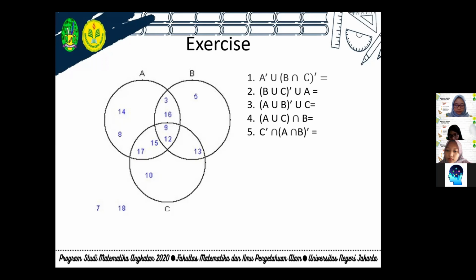Can I try answer number 2? Yes, of course. The answer is 8, 14, 7, and 18. I'm sorry, it's still wrong.